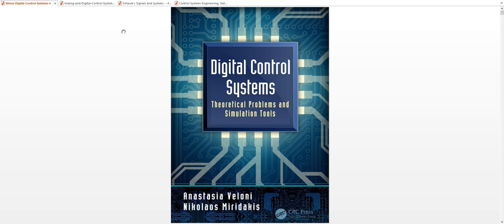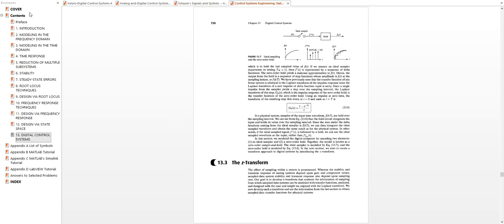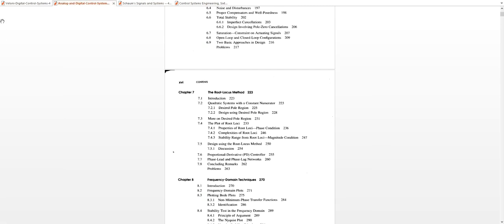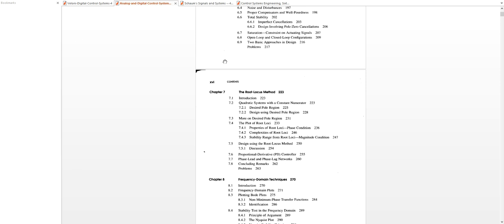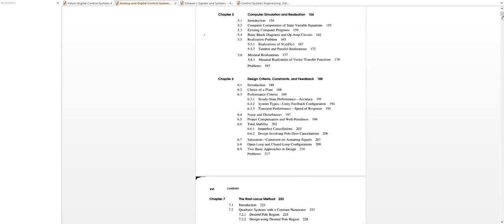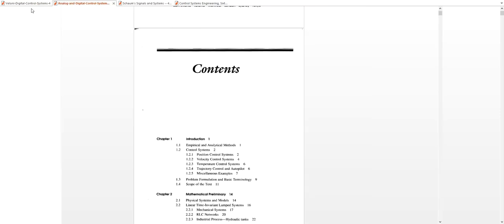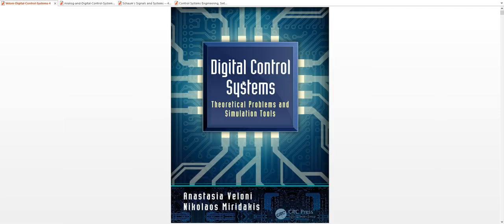I have here several books. You can also use this one, the Normalized Control Systems Engineering, 6th edition. Also this one. Anyway, we're going to use this one.